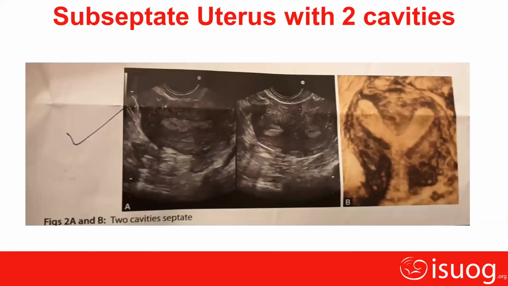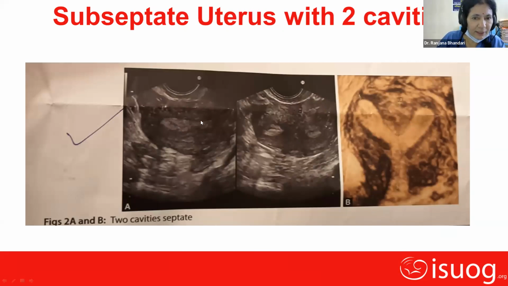This is a case of subseptate uterus. See, in grayscale, it will again be confirmed by 3D. But in grayscale images, on doing transverse images, we can see a broad fundus. See, the fundus is so broad. We are seeing there are two cavities.